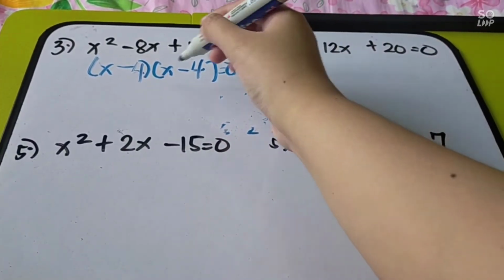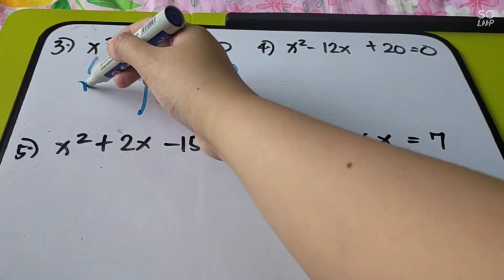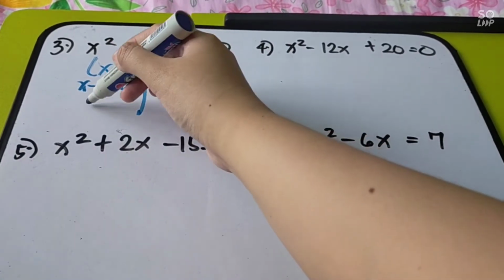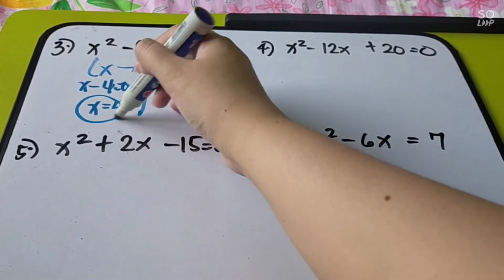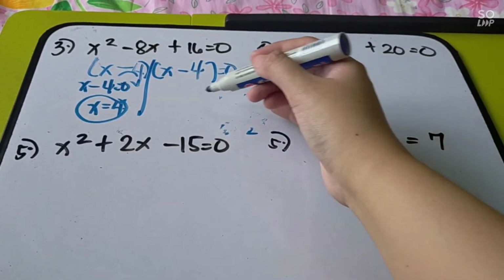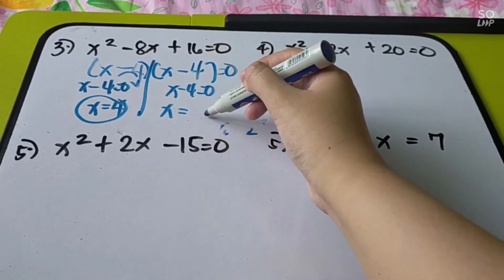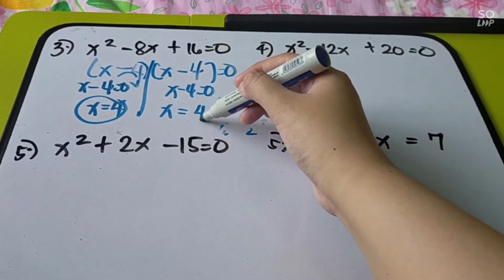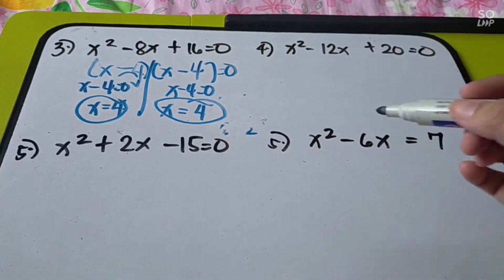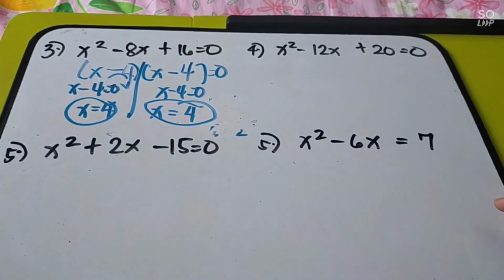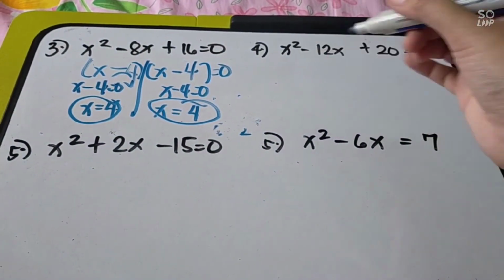Then, equals to 0. Then, separate mo lang. X minus 4 equals to 0. So, x is equals to positive 4. Just transpose negative, it becomes positive. X minus 4 equals to 0. So, x is equals to positive 4 din. So, your answer here is 4 and 4. Is it clear? Next tayo, number 4.